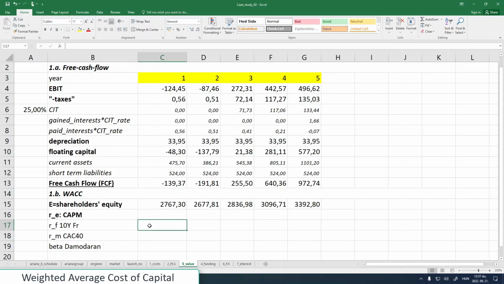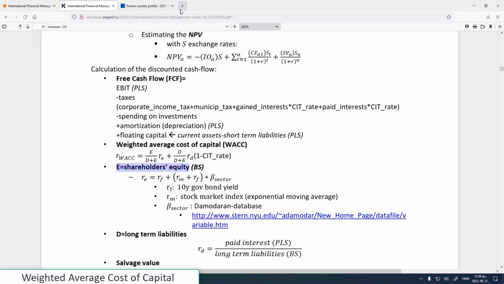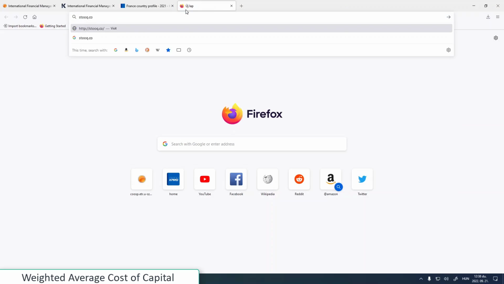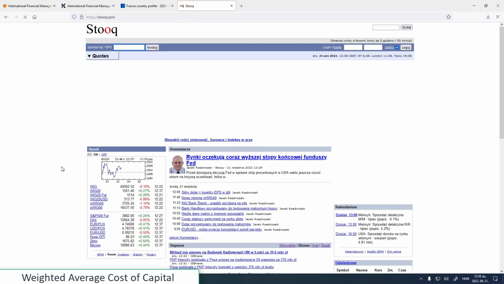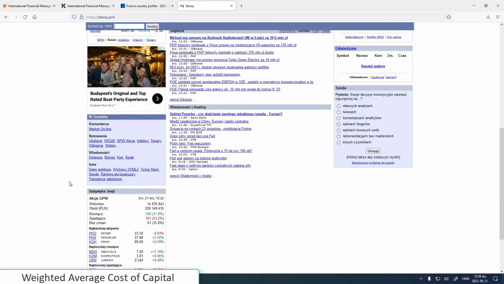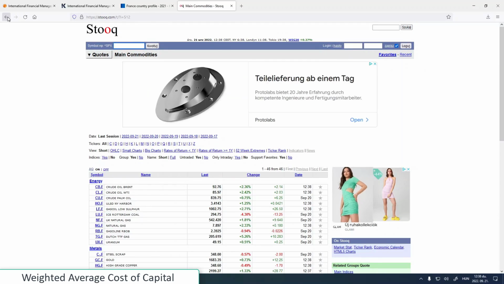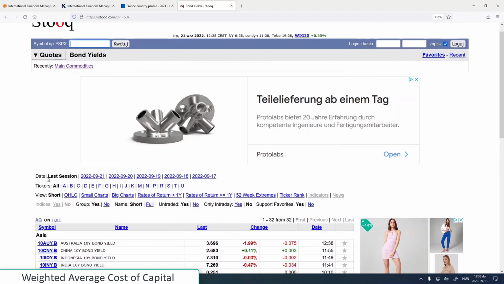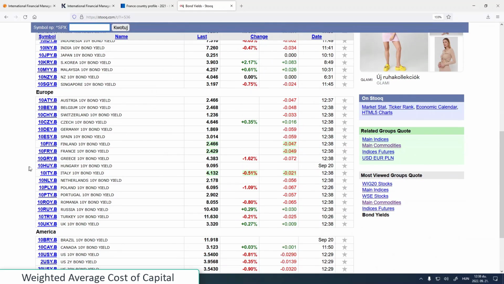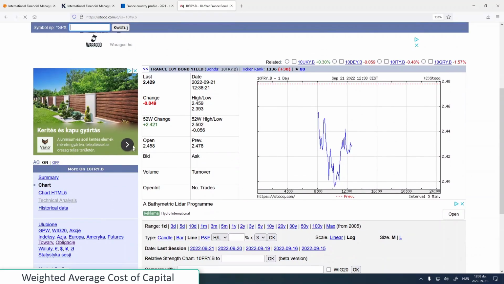So there is a free database called stooq.com. I like it because, okay, half is in the Polish language, but it doesn't matter because I absolutely do not speak any Polish. But if I click, well, not this one, obligacje. Yes, this is long-term bond in Polish, and we can see French long-term bond yields from the last date. It's 2.4%.